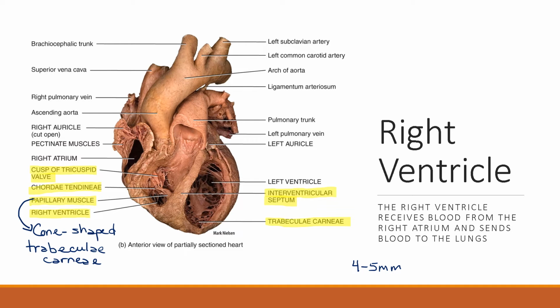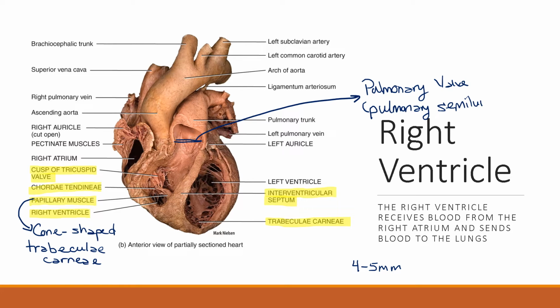Now it's not really labeled on here, but about right here is going to be another valve. So I'll maybe label it up here. This is going to be the pulmonary valve. This is also called the pulmonary semilunar valve. And blood will pass from the right ventricle through this pulmonary valve into a larger artery called the pulmonary trunk.